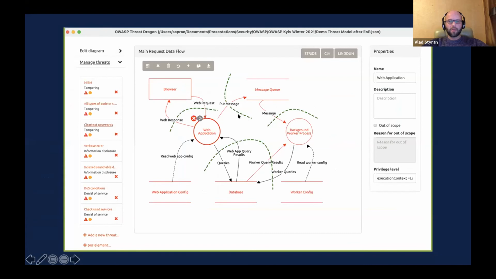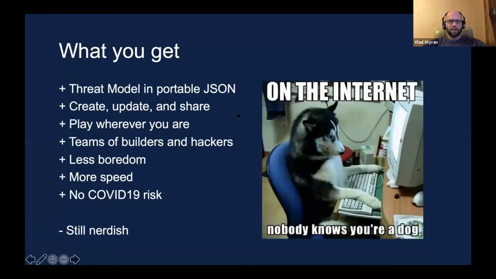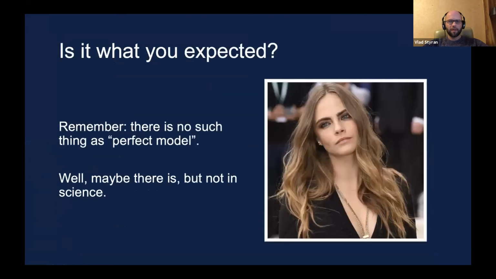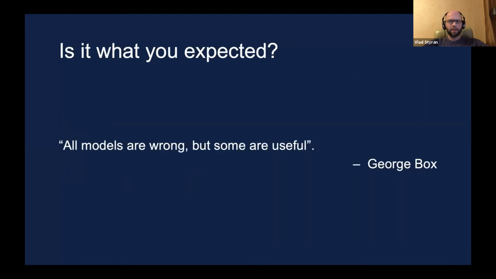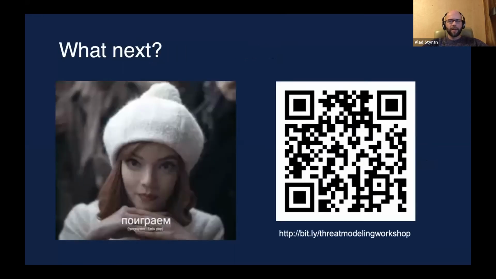Yeah. So this is Red Dragon. This is what you get in the end. Yeah, that's what I described right now. This is that no perfect models exist, with a rare exception of Cara Delevingne. And there is this quote from George Box, a famous statistician who insists that all models are wrong, but you can use some of them.